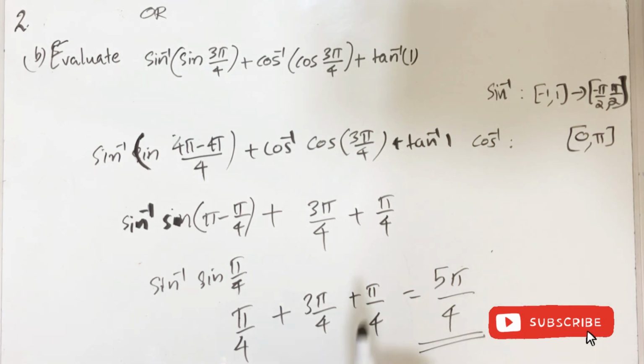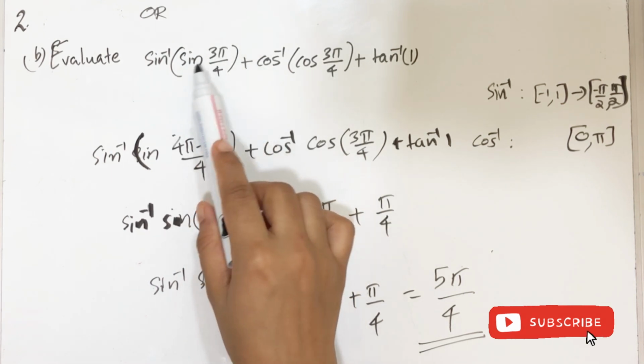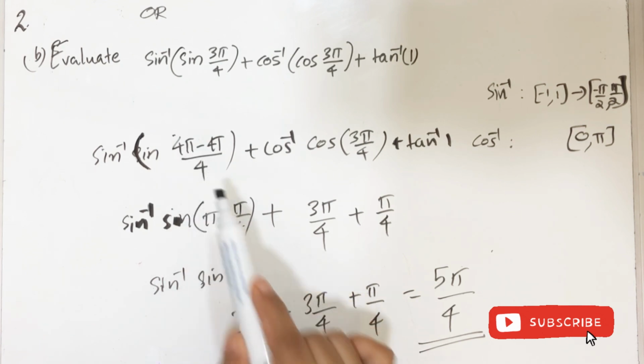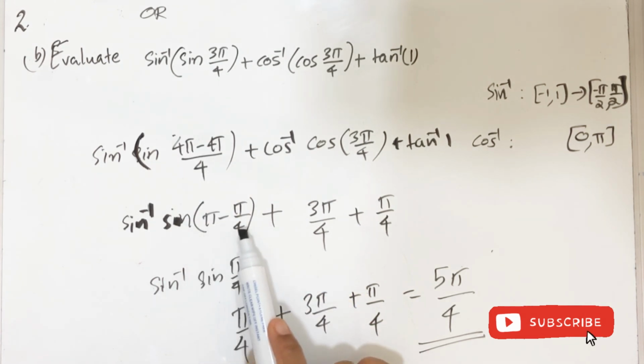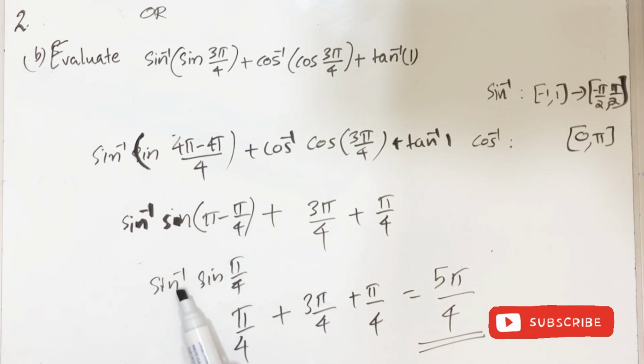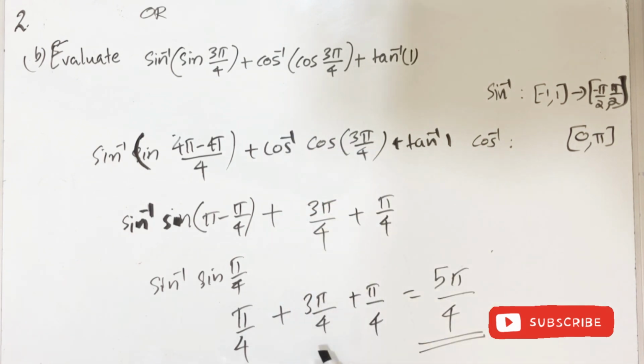It is simple. First you have to convert this to the principal value range. This we can do: 4 pi minus pi, that is 3 pi, that is we can write pi minus pi by 4. Sine of pi minus pi by 4 is nothing but sine pi by 4 itself. So sine inverse of sine pi by 4 is pi by 4, and all others are the same. Cos inverse of cos 3 pi by 4 is 3 pi by 4. Tan inverse of 1 is pi by 4. So it will be 5 pi by 4.